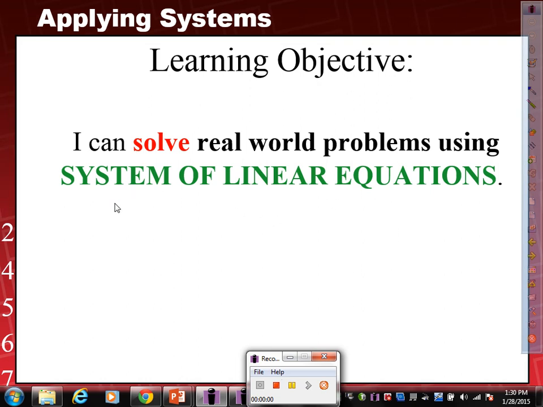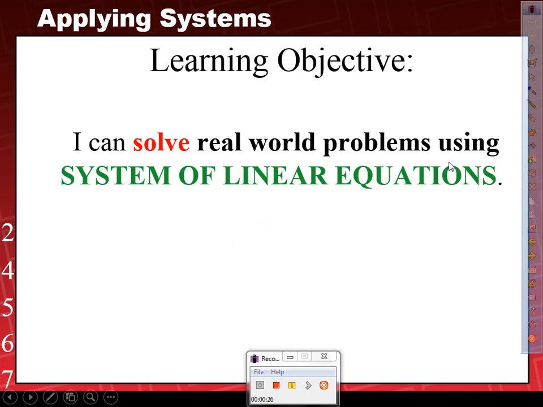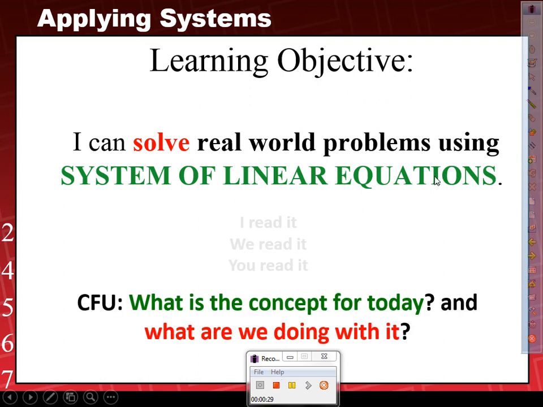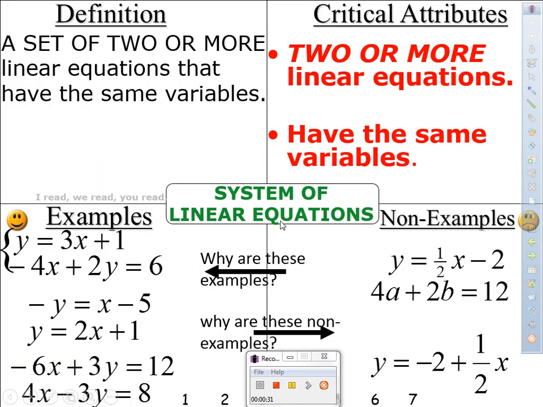And we already know how to solve systems three different ways. Is that correct? Using graphing, substitution, and elimination. But today we're going to start applying them to real-world problems. Okay? So with that said, we don't need a Frayer model because we already know what systems of linear equations are. However, we do need a process.